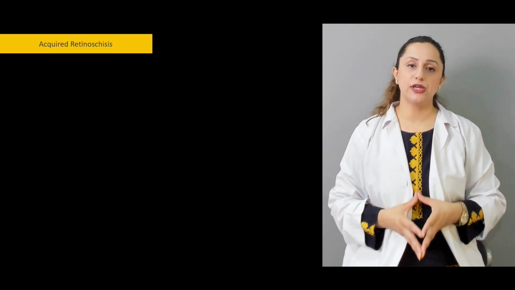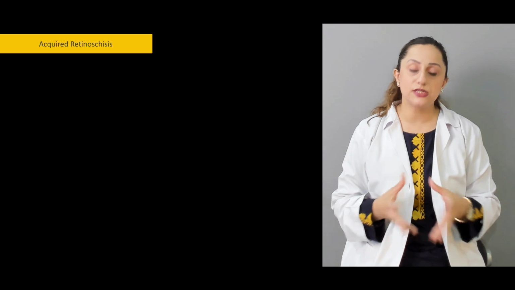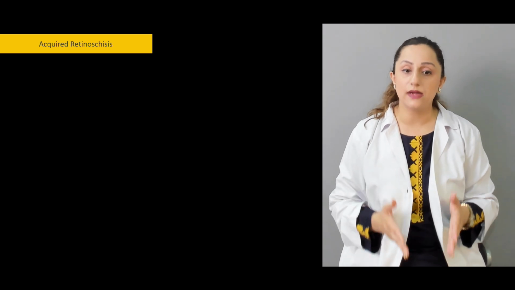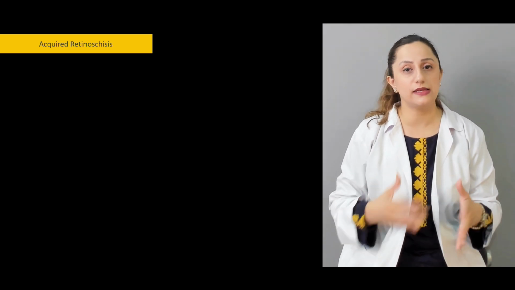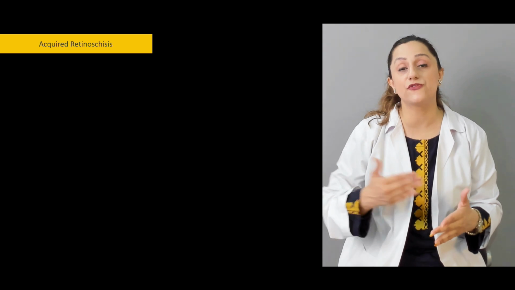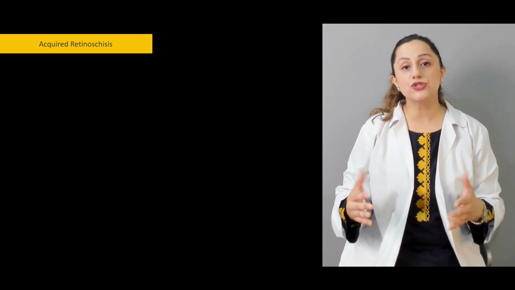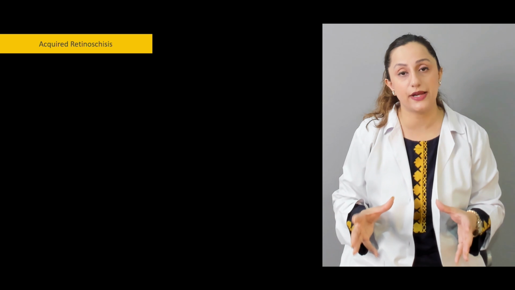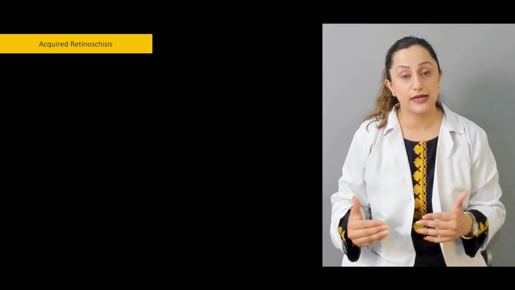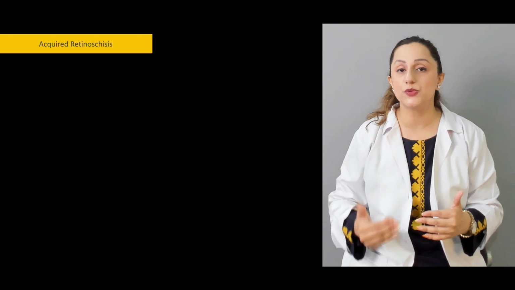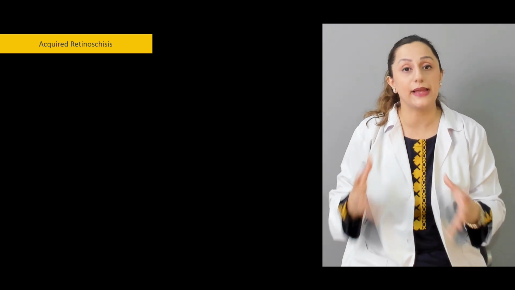One of the other variants of the retinal degenerations is the acquired retinoschisis. What is retinoschisis? The name retinoschisis basically refers to a condition in which there is a splitting of the sensory layer of the retina. The splitting of the sensory layer of the retina is occurring at the inner nuclear layer and the outer plexiform layer.